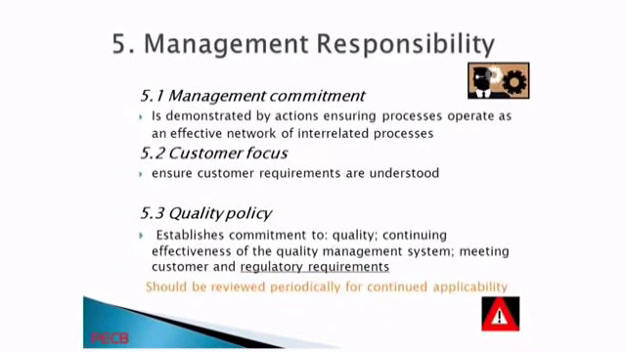And section 5 is management responsibility, and management responsibility starts with the management commitment, same as ISO 9000. Management commitment is demonstrated by actions ensuring the process operates as an effective network of interrelated processes. And 5.2 is the customer focus, ensure customer requirements are understood. And third, 5.3 is the quality policy, establish commitment to quality, continuing effectiveness of the quality management system, meeting customer and regulatory requirements.